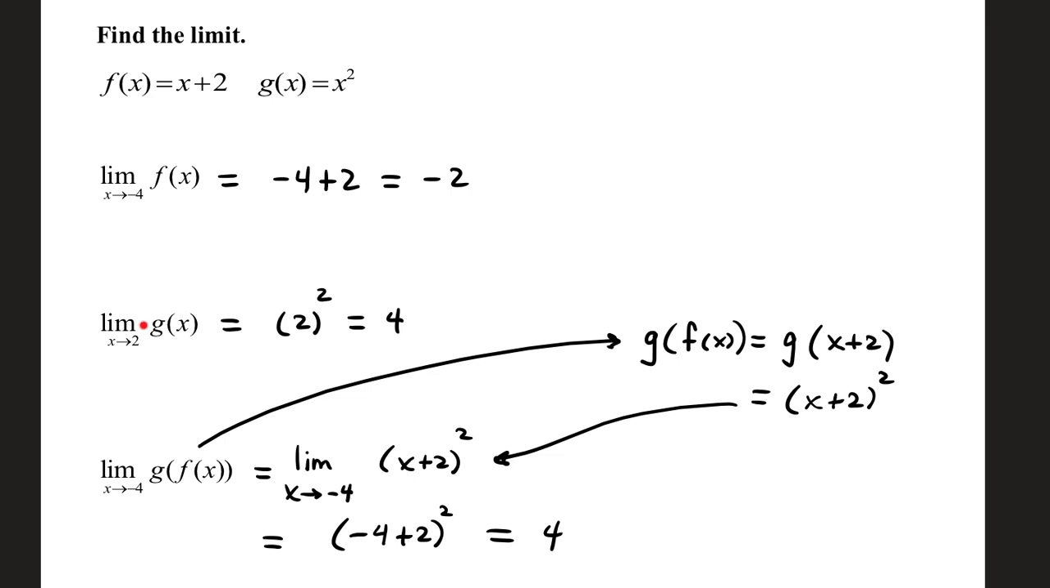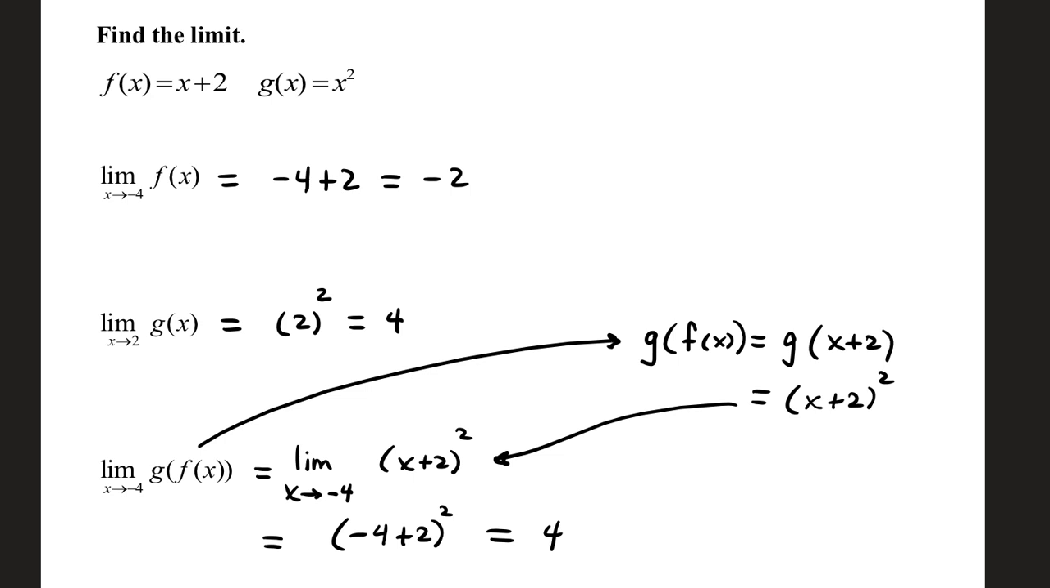The second limit as x approaches 2 is for function g. X squared also has infinite domain. You can square any negative, positive, or 0, and you'll get an answer. The function is well defined. 2 squared is 4.